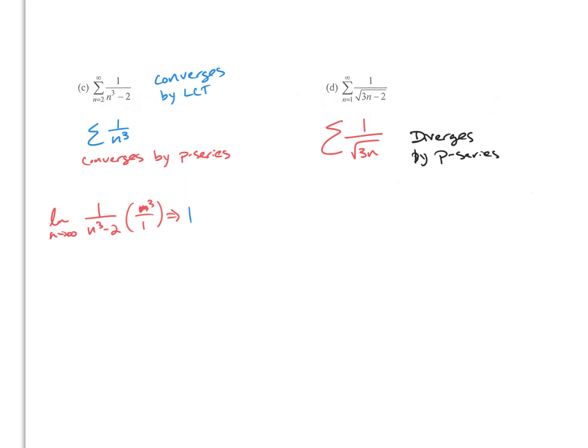Now we're going to take a limit as n approaches infinity of 1 over square root 3n minus 2 times square root 3n over 1. And what do we know it's going to do? Goes to 1. You like my fat thumb, don't you? And so what do we know? Diverges why? By LCT. Pretty good.